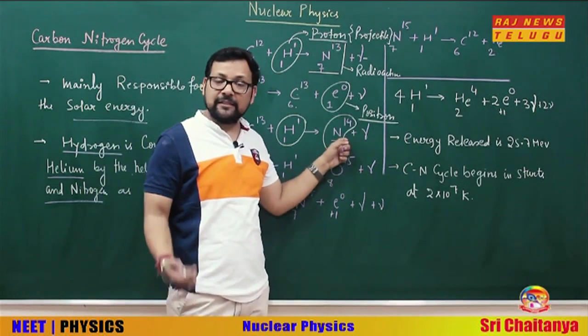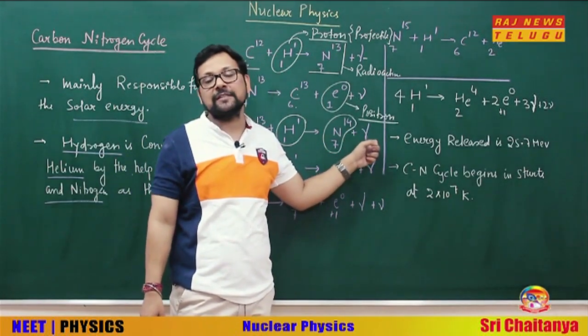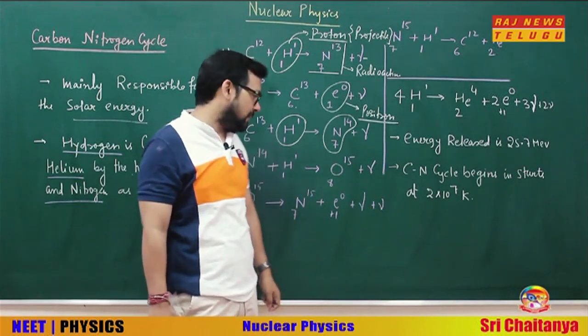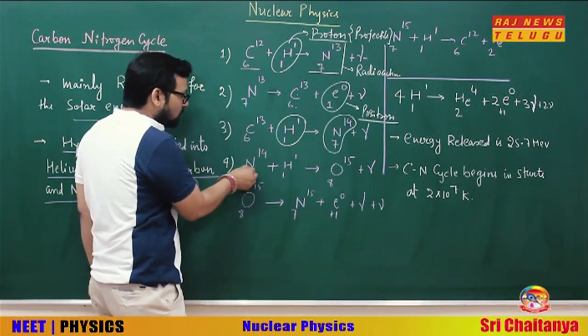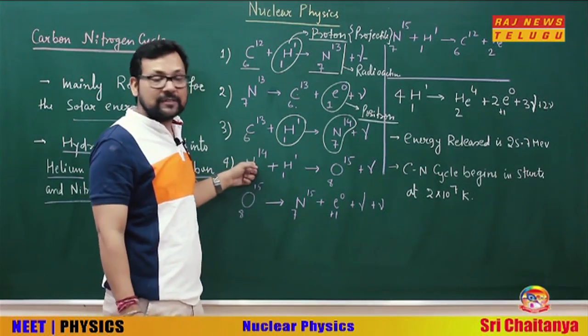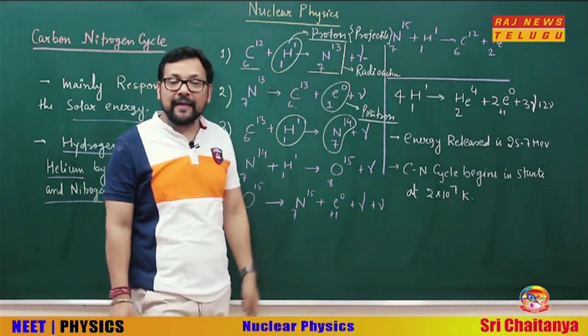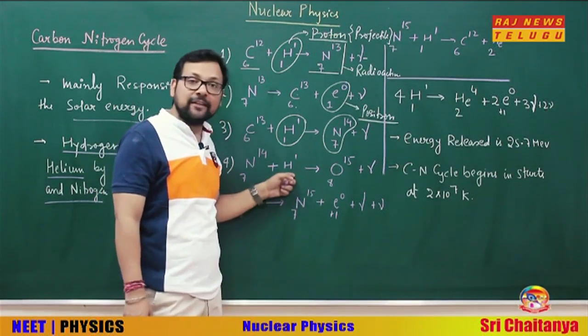Stability means energy will be released again, and that energy is again in the photon region, so this is called gamma. Nice. Now what is the fourth step? Natural nitrogen is again in the carbon-nitrogen cycle. Nitrogen is again being bombarded by what? It is being bombarded by again the nuclear projectile.